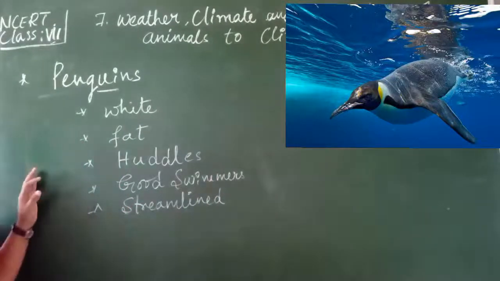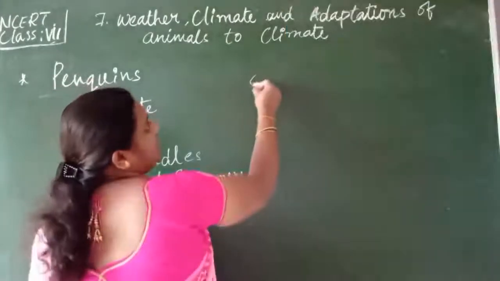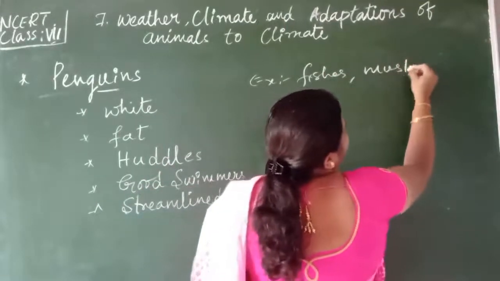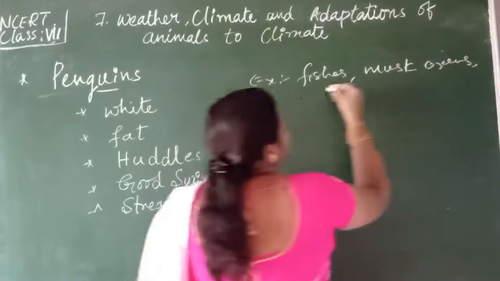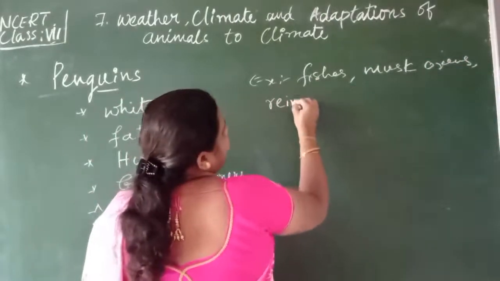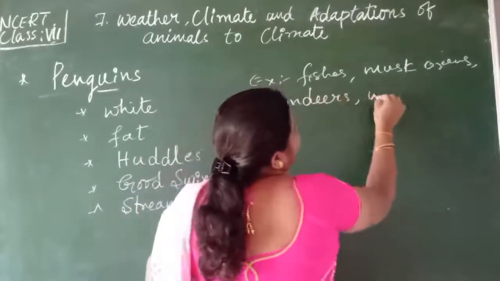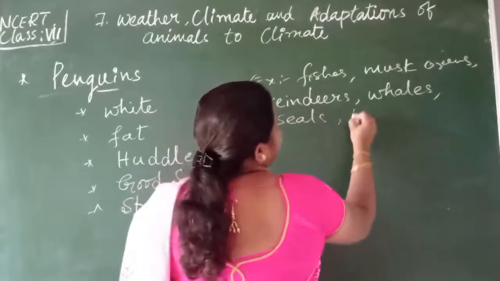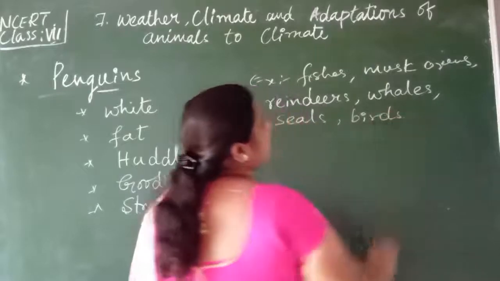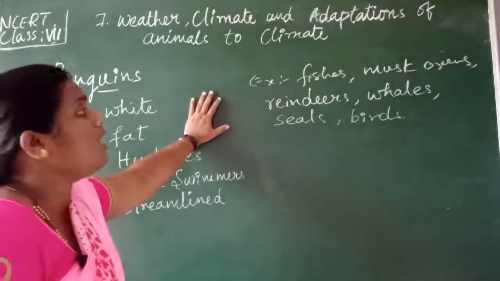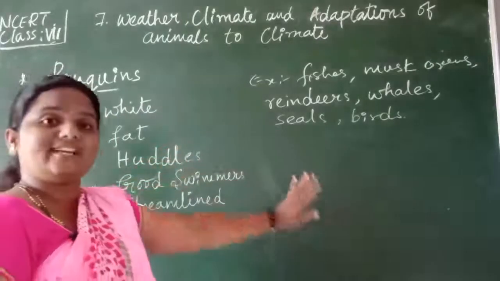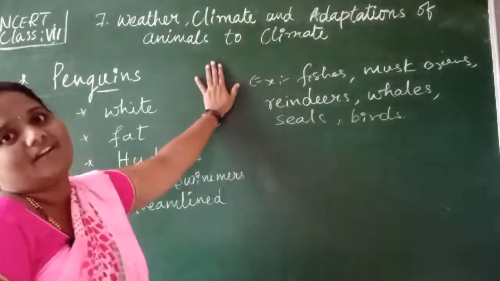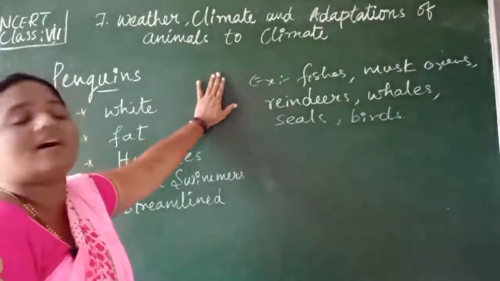And along with these animals, we can also find other animals like fishes, isn't it, children? Then musk oxen, reindeers, whales, seals, and even birds. And here the fishes have a great feature that they can survive easily in water, even in extremely cold water also they can survive, children. For a long period of time they can survive in cold water.